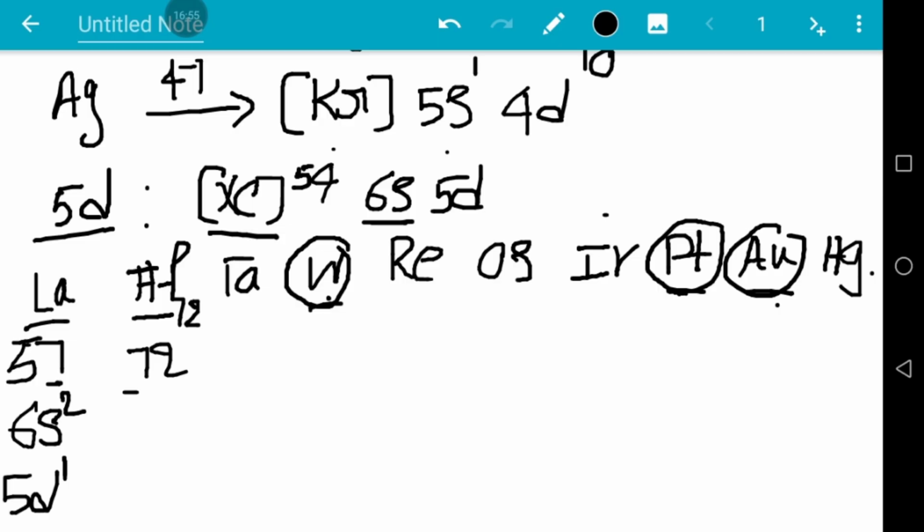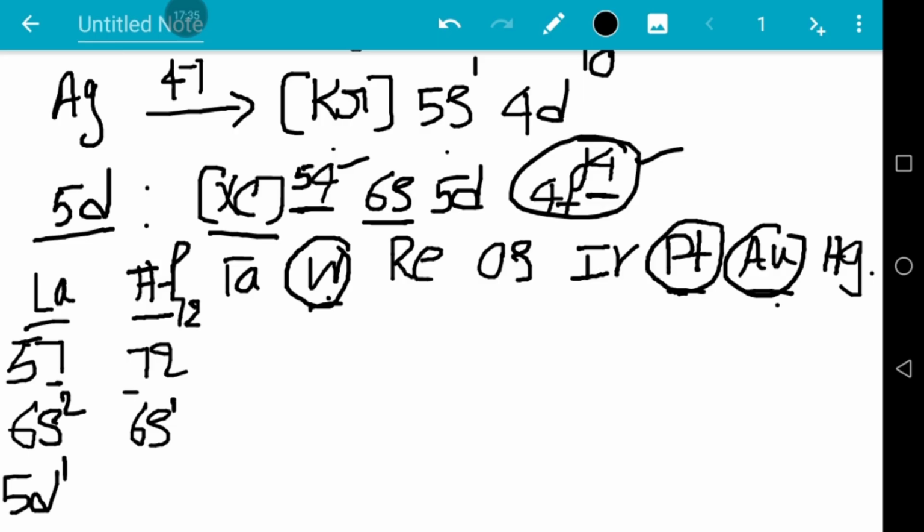72 means how to write the electronic configuration? Here, from hafnium onwards, 4f14 is common. Why? Because for the lanthanoids, 4f1 to 4f14 are completed, so 4f14 electrons also fill. Then hafnium has xenon, which is 54, and 4f14 is also completed, so totally how many? 54 plus 14, 68 electrons completed. Then the remaining 4 electrons we have to fill, 6s2 and 5d2. So this is the configuration.